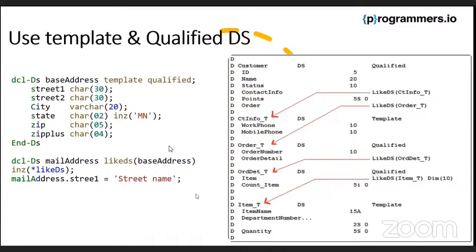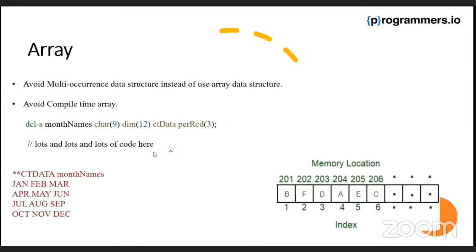And by using the qualified data structure, I just use the name and the dot operator, so that this particular thing belongs to that thing, and that particular thing belongs to that thing. So it will be really easy for us to understand.